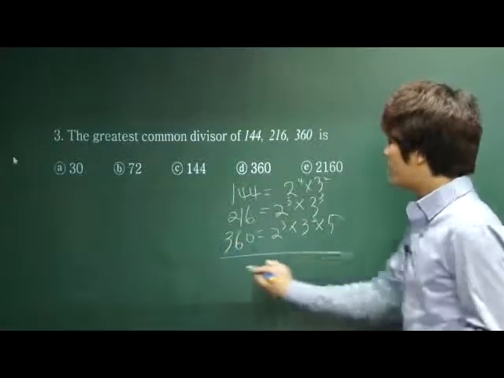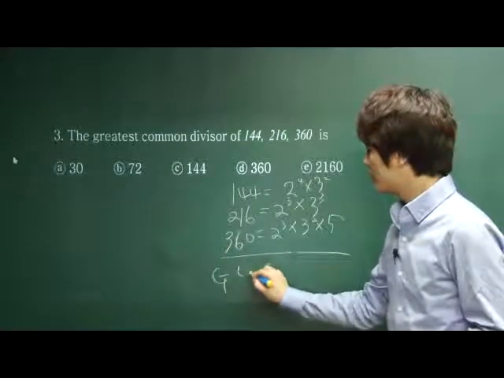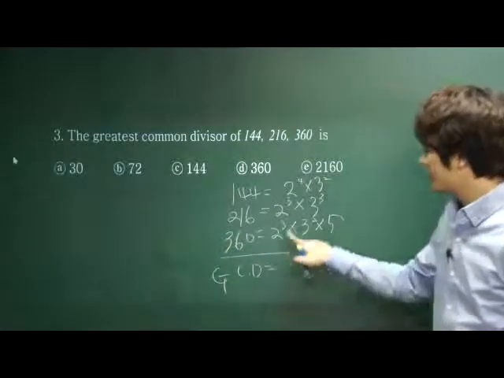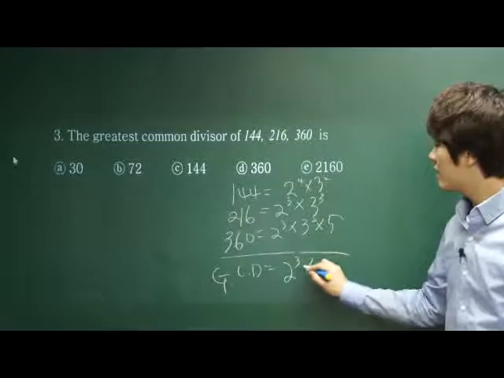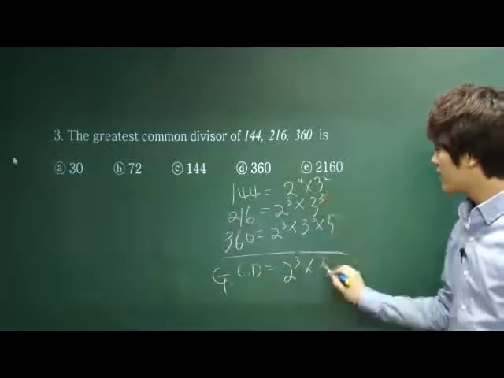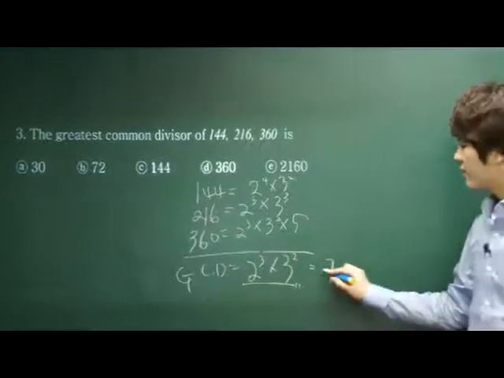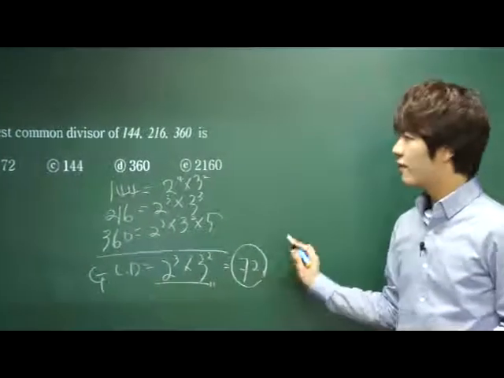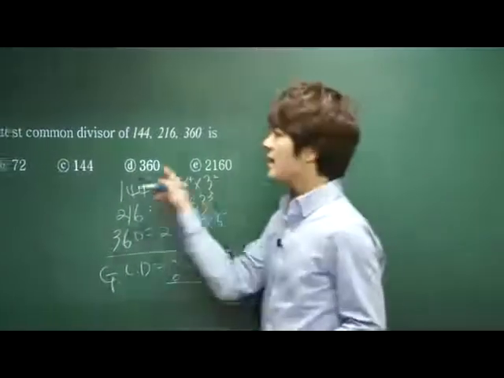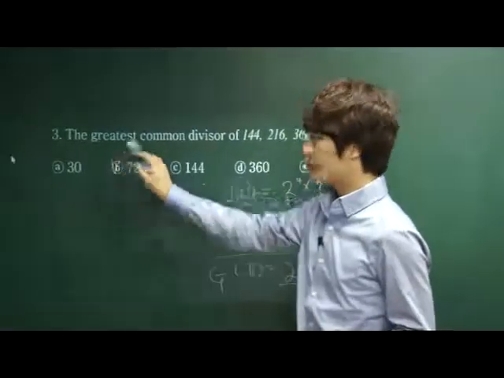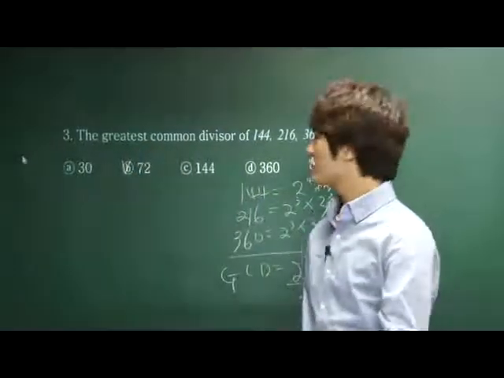Therefore, the greatest common divisor is 2 to the 3rd times 3 to the 2nd, which is 72. Therefore, the greatest common divisor in this case should be 72. Okay, let's move on to the next question.